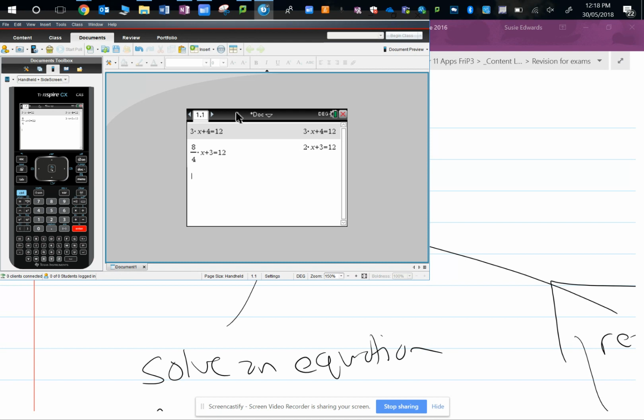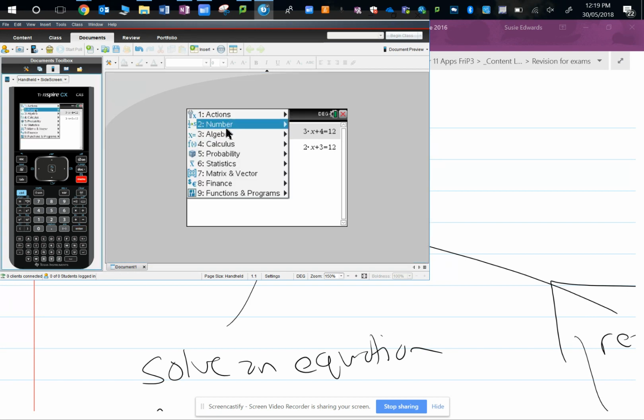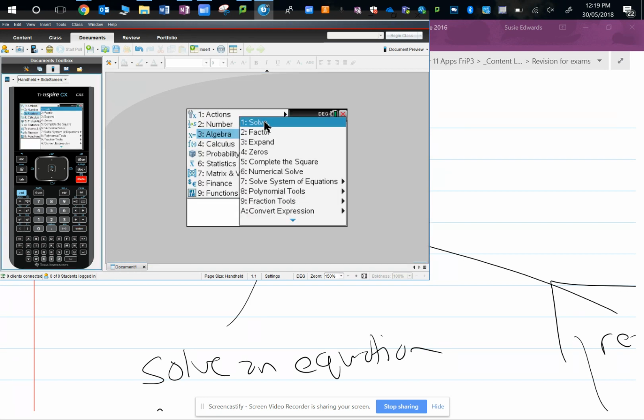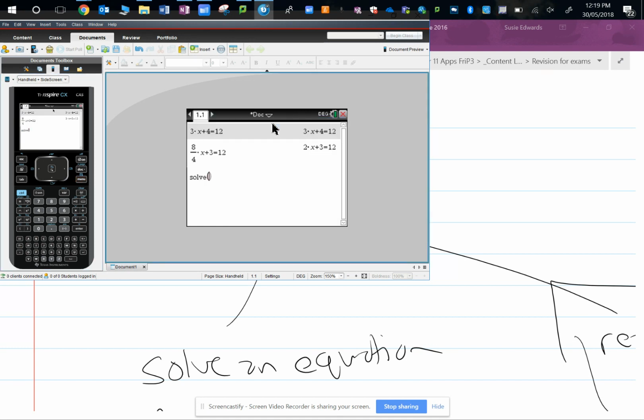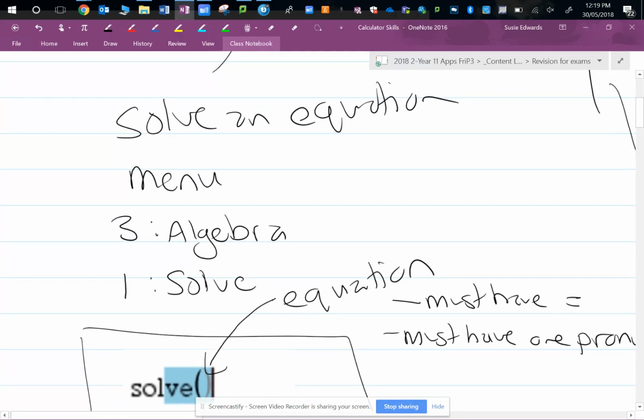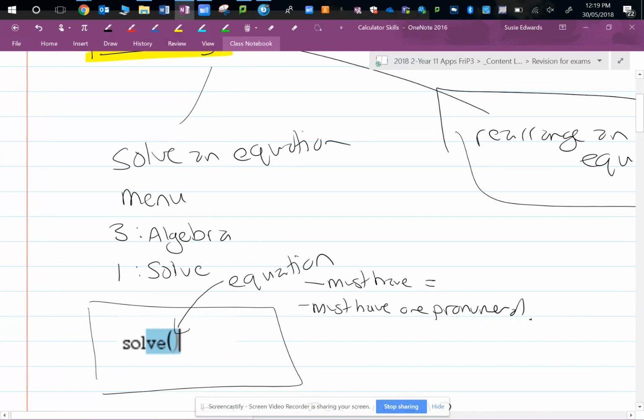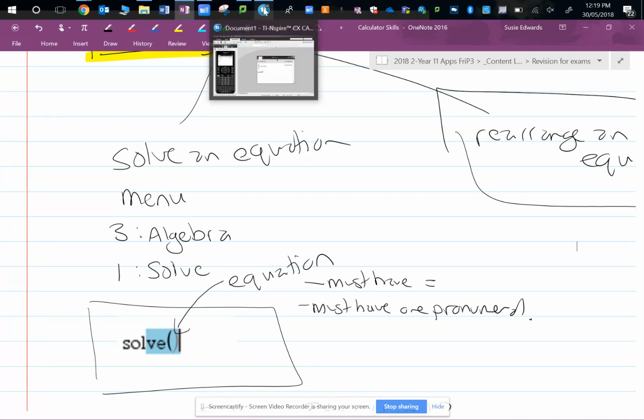So if we want to know what x is, if we want to know what that pronumeral actually represents, what number it does, we need to go calculator, solve this equation, 3x plus 4 equals 12, and find me the value of x. That's what we're saying, okay? So to do that, we need to go menu, algebra, solve. So menu 3, 1. Menu, algebra, solve. And I'll come up with that screen.